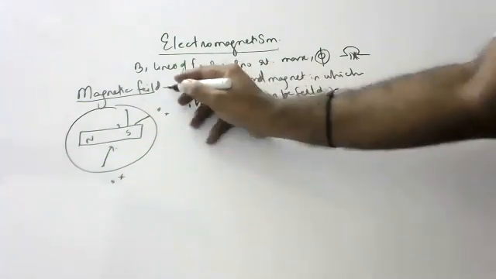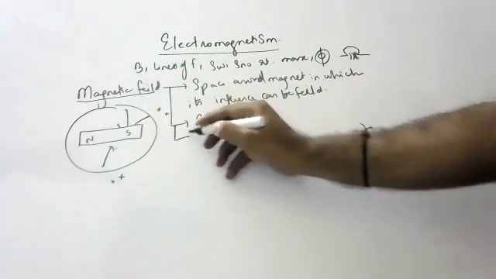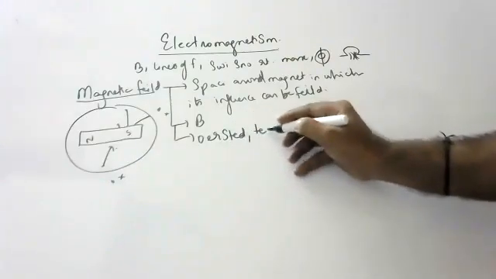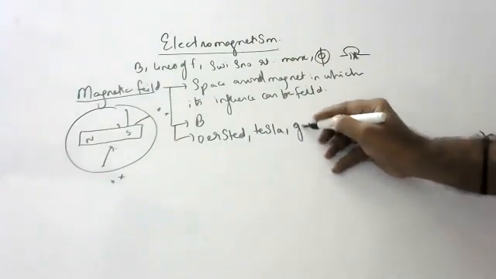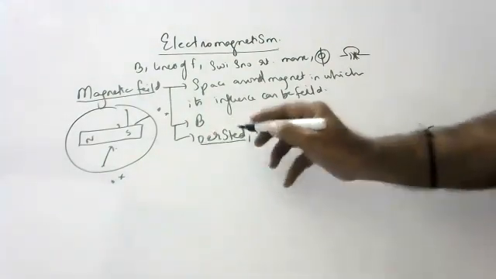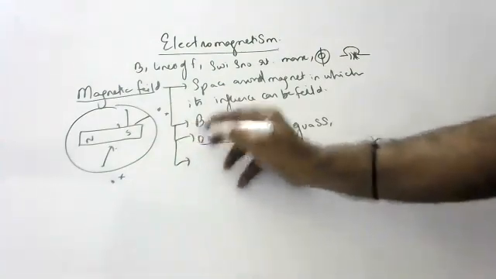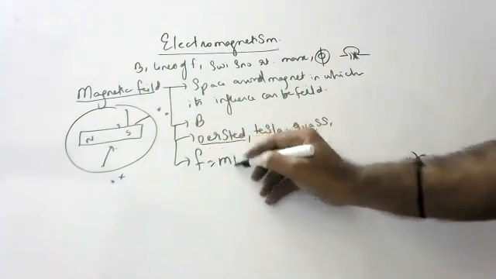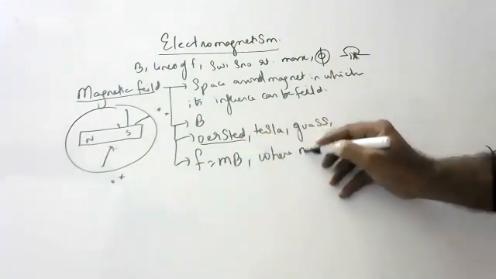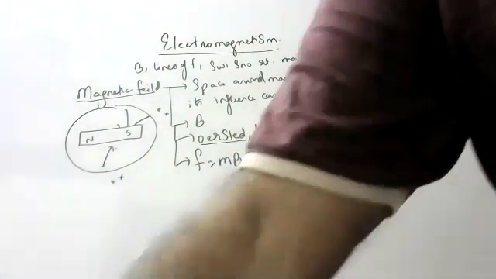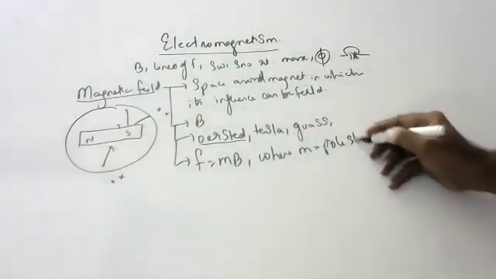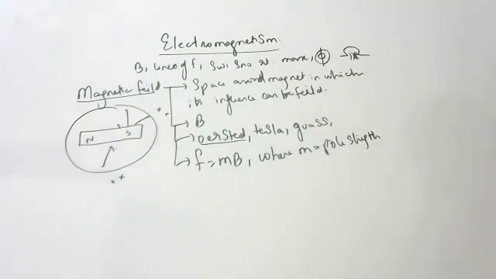Okay, and normally it is denoted by B, and its units are oersted. Or in higher classes you will study Tesla, or Gauss. Oersted is the best example for 10th class, and the formula is F is equal to mB, where F is force, B is magnetic field, m is pole strength, the strength of each pole of the magnet, whose unit is ampere meter.